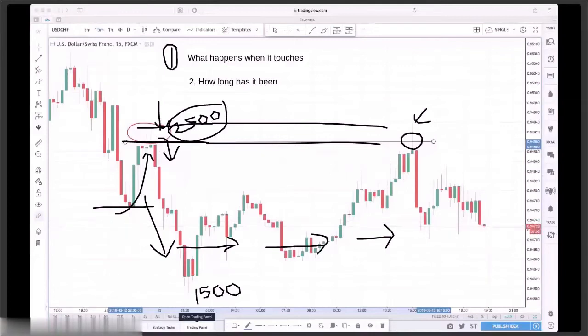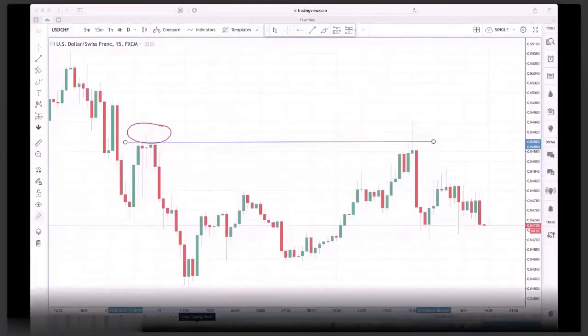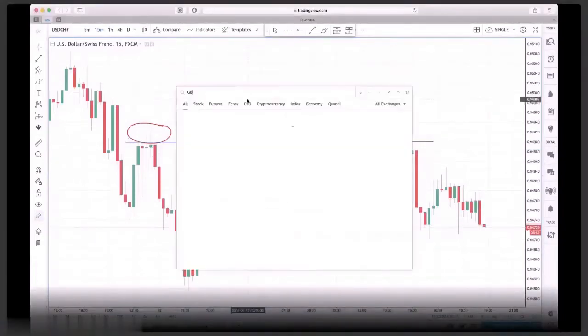Okay, all right. So now let's take a look at another chart. Let me turn off the thing there. There we go. Let me open up USD yen, see if there's something there.